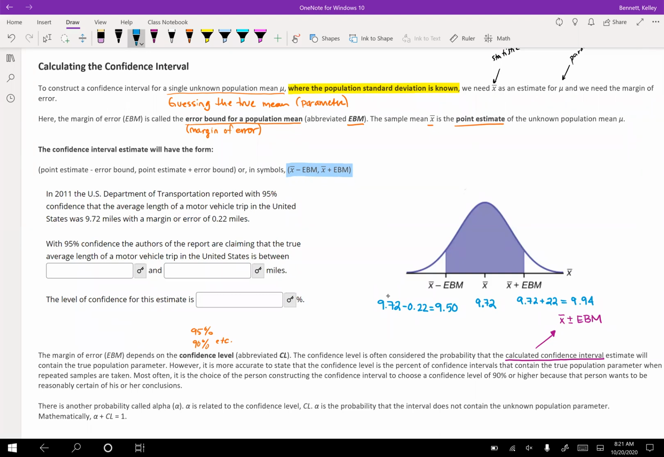So with 95% confidence, the authors of the report are claiming that the true average length of a motor vehicle trip in the United States is between 9.50 miles and 9.94 miles. I think they're just asking for the number, but you want to make sure that you include your units when you are evaluating or interpreting a confidence interval.